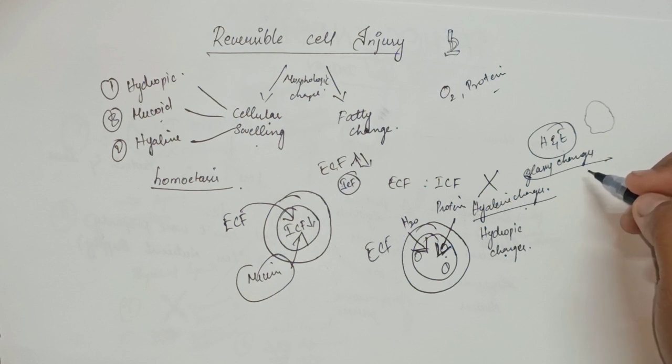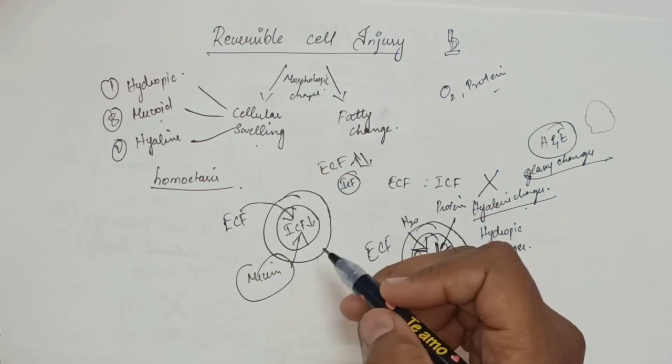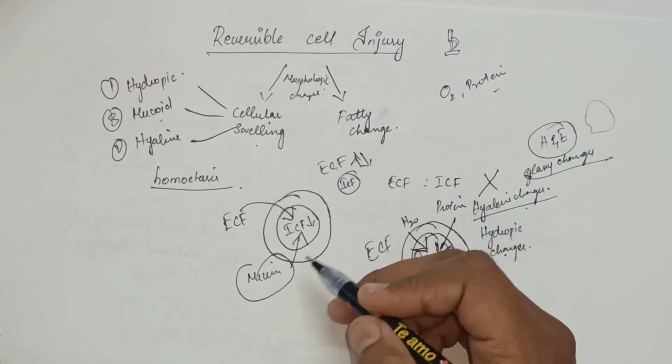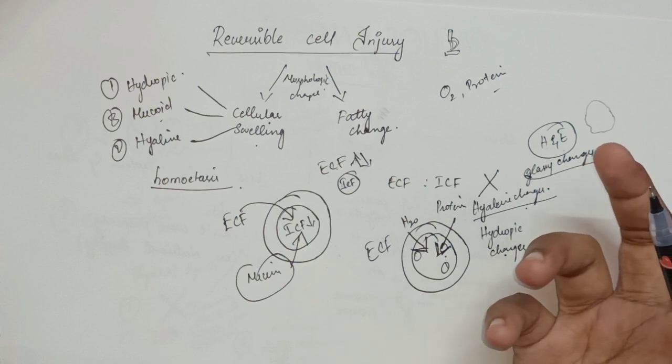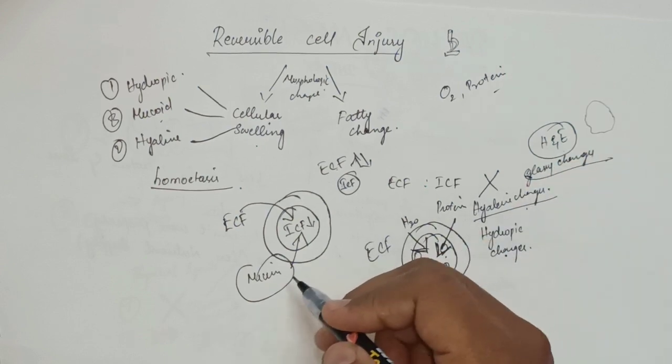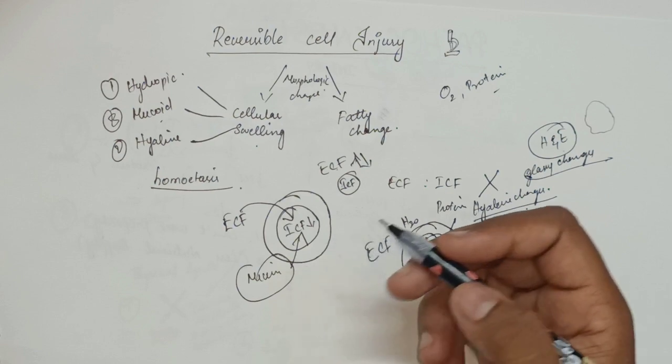Okay, round glass appearance, I mean a large area of glassy substance like this. That glassy substance is called hyaline, so it is also called glassy change. In mucoid change, mucin is a glycoprotein. This glycoprotein will go inside the cell and produce the swelling. That is called your mucoid change.